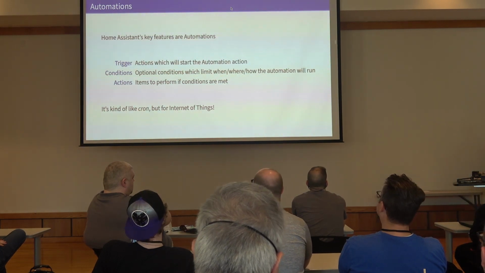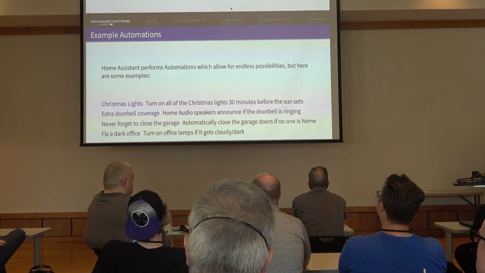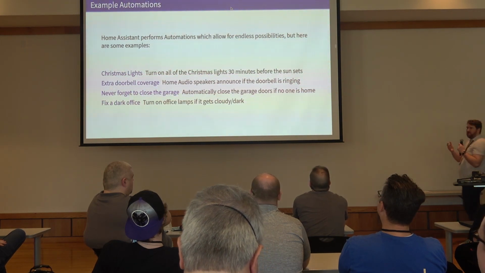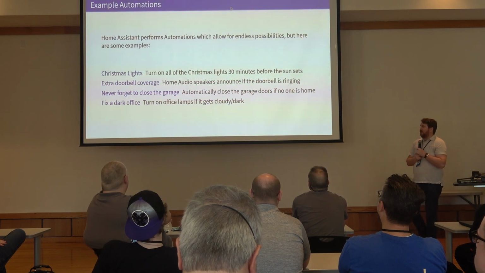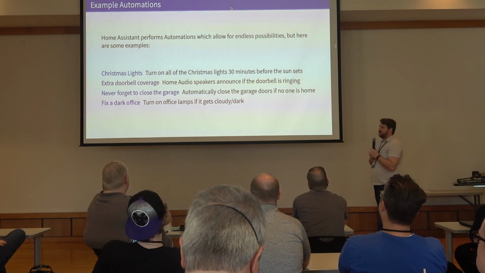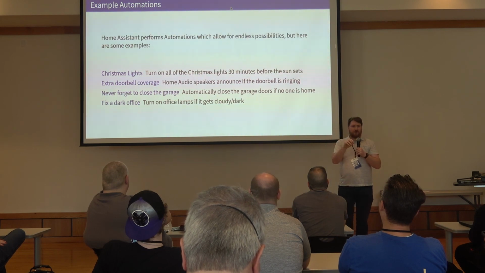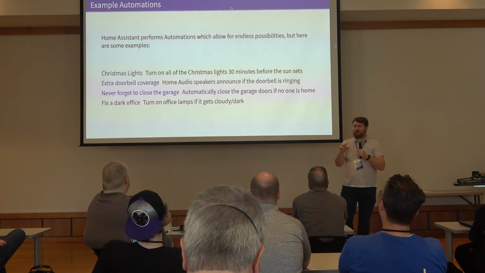I liken it to cron, but for Internet of Things. Some examples for automations. Like I said, your battery alert, for example. Another cool one is Christmas lights. The traditional thing is you have those terrible timers that you plug in and you have to set the hour and things like that.